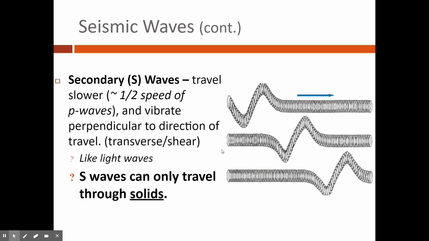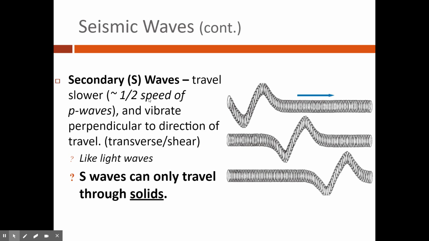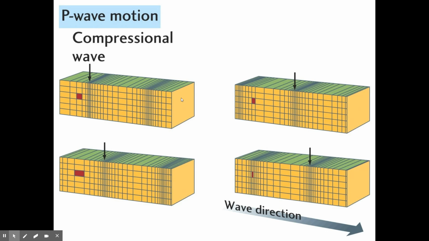S waves can only travel through solids, and that's important. That's something we'll talk about a little later when we're analyzing the interior of the Earth. We can tell that there's liquid in the center of the Earth, or in the outer core, I should say, because S waves don't travel all the way through to the other side. So again, P waves are first, and secondary waves, S waves, are second. And then we also have other types of waves, ground vibrations that are called surface waves.